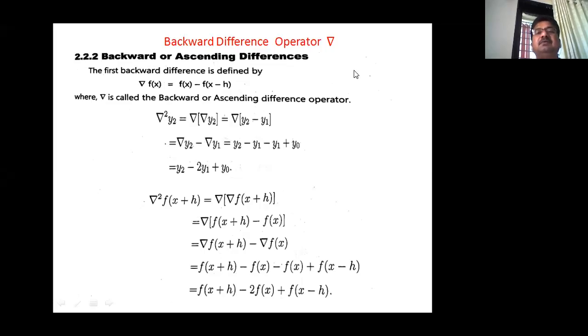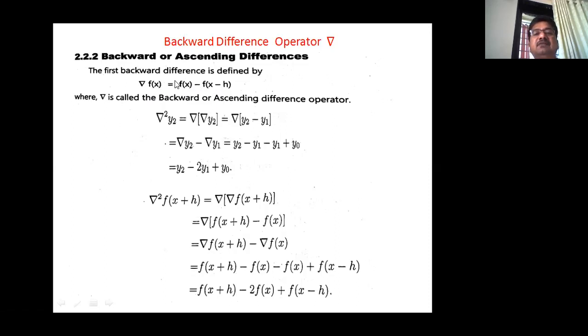The next operator is the backward difference operator, denoted by the notation del. In the last lecture, we learned the forward difference operator, denoted by the notation delta. Here is the second operator, the backward difference operator, denoted by del. What is the definition of del f(x)? Del f(x) is f(x) minus f(x minus h).